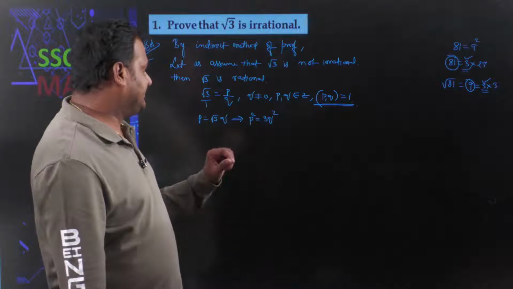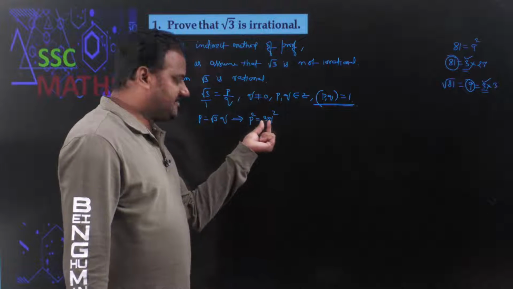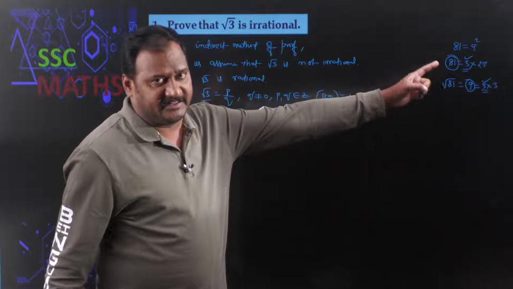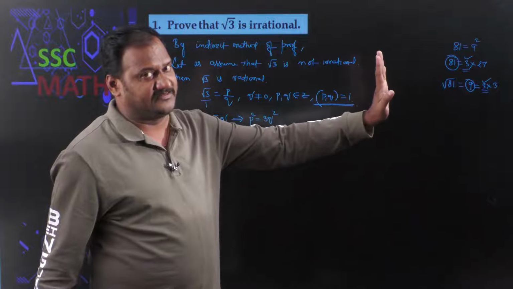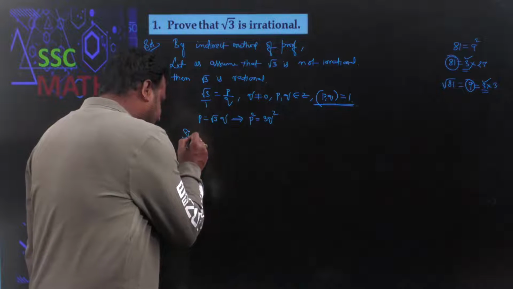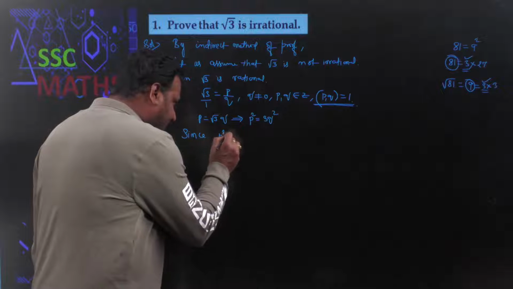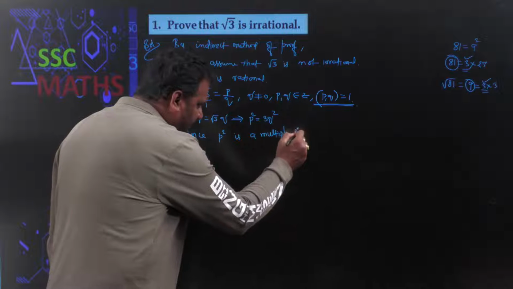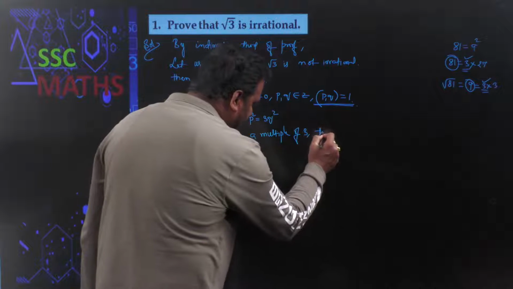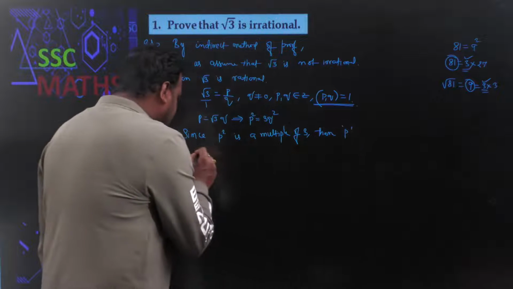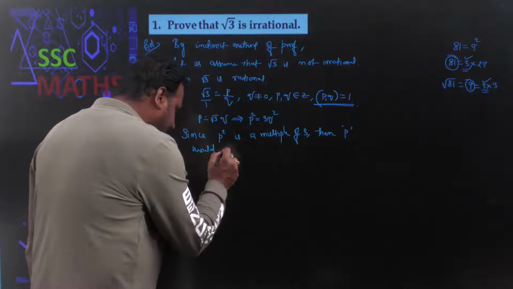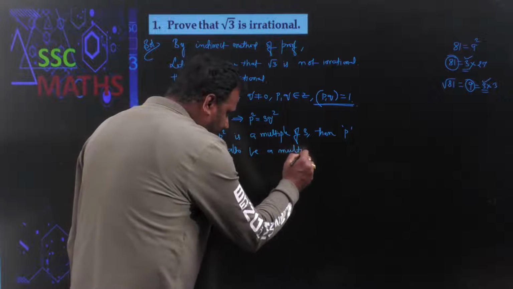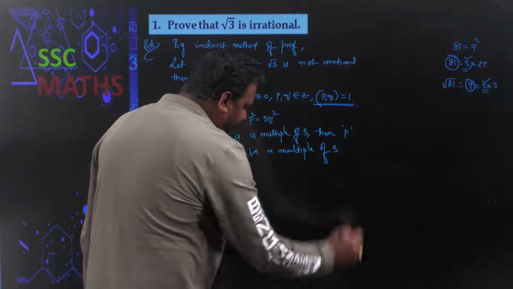Got my point? See here, p square is a square number which is a multiple of 3. If p square is a multiple of 3, then what about p? 81 is a multiple of 3, then square root 81 is equal to 9, which is also a multiple of 3. Therefore, since p square is a multiple of 3, p would also be a multiple of 3.